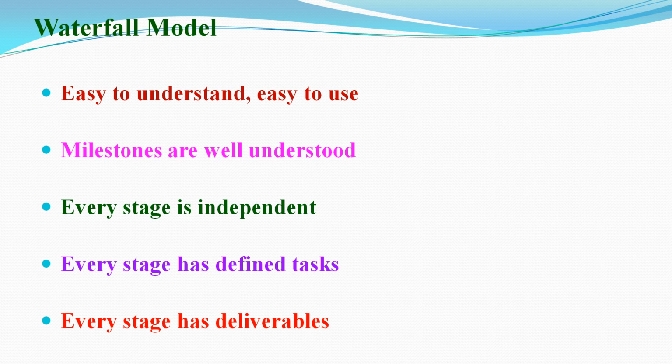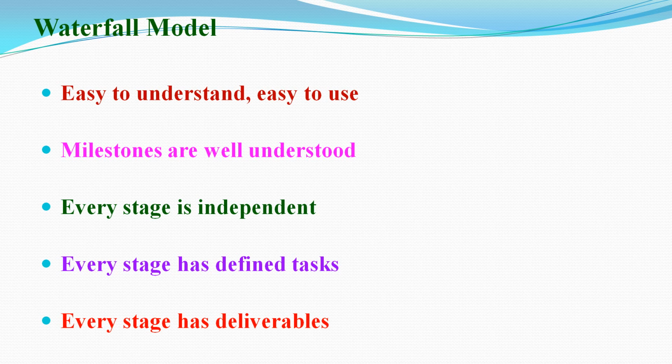Every stage has defined tasks. Each and every stage has its own task. And every stage has deliverables. What do we mean by deliverables? Deliverables are nothing but the outputs. Those deliverables may be either documents or code. I repeat, if you take any software development lifecycle model, each and every stage will have some deliverables, which are nothing but either documents or code.